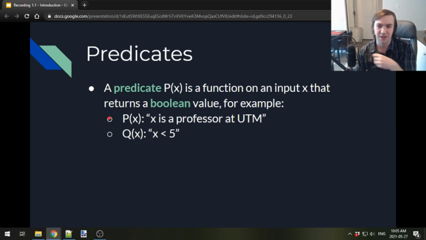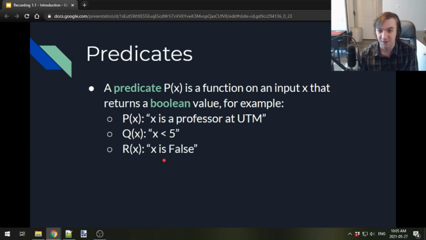However, it's not always the case that we're talking about natural numbers. For instance, X is a professor at UTM doesn't really make a lot of sense for natural numbers. But anytime you start seeing numbers in there, if it hasn't been stated otherwise, you can usually assume we're talking about natural numbers, especially in the context of computer science, which is where most of this is going to be applied. R of X, X is false.